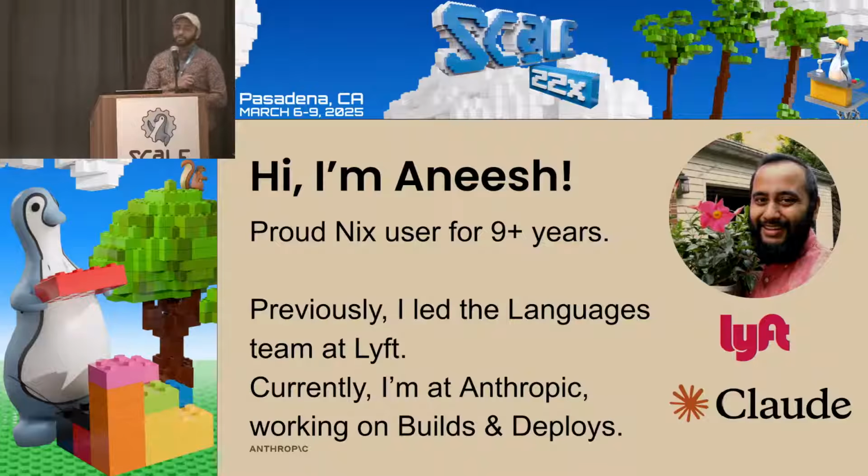For my career, I've been in the industry almost the same time, and I've been really focused on developer experience and developer tooling. Previously, I was at Lyft, leading their languages team for 6.5 years, and since about a year ago, I'm at Anthropic, which is an AI safety research company. We make products like Claude, and we also do AI safety research, such as Golden Gate Claude. If you haven't tried it out, we put out 3.7 on it last week. It's a hoot. And at Anthropic, I'm on the builds and deploys team.